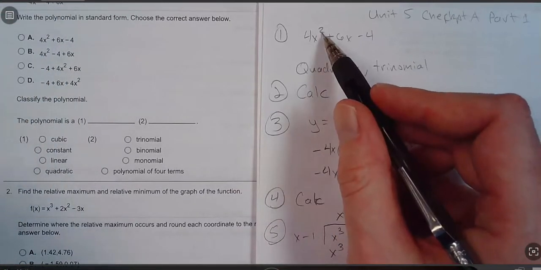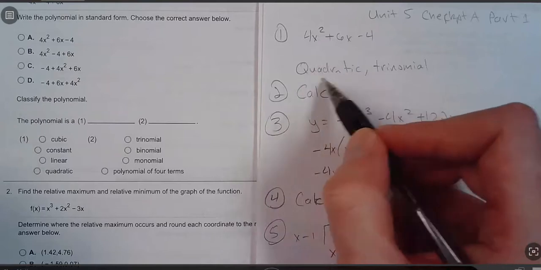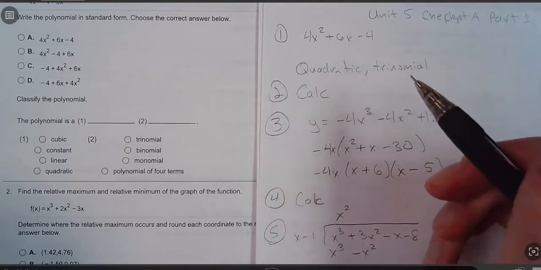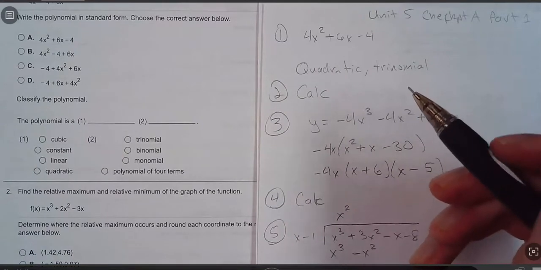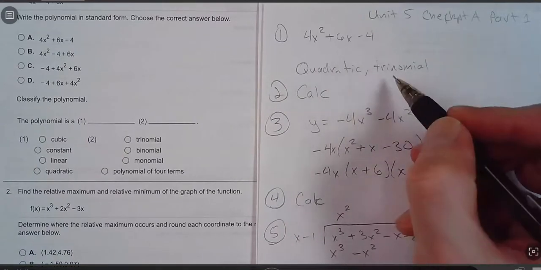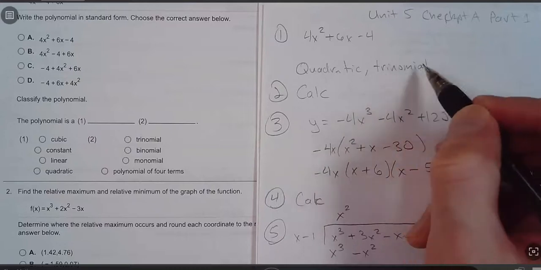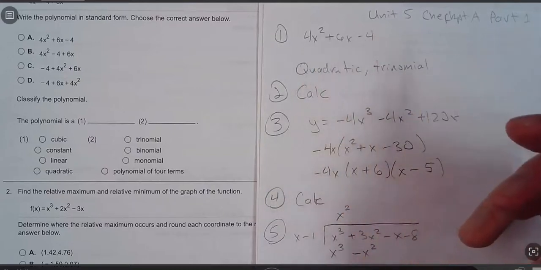It has an x squared, that means it's a quadratic. If it was x cubed, it'd be a cubic. If it was x to the first power, it'd be linear, and so on. And then it says classify by number of terms: it's a trinomial, because there are 3 terms, so 1, 2, 3.